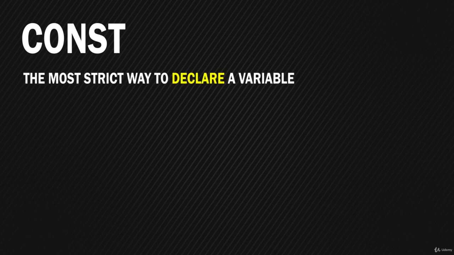And of course, the cousin of let is const. And this is the most strict way to declare a variable. And my advice is to use const as much as possible because it gets you to organize your code in a much more structured way.